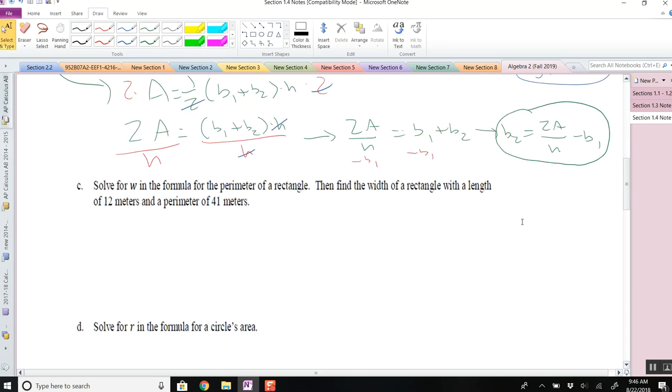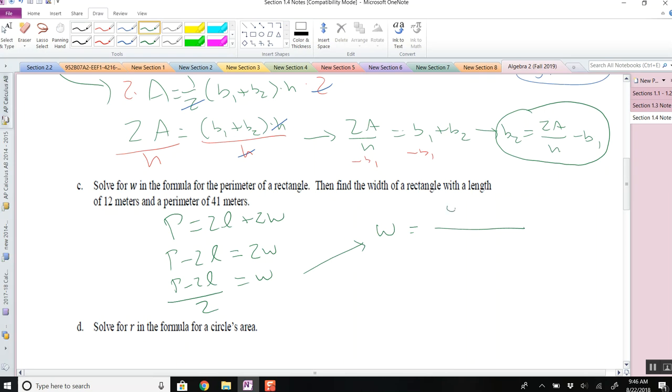And let's look at C. You're told to solve for w in the formula for the perimeter of a rectangle. The perimeter of a rectangle is 2l plus 2w. This is a little easier than the previous part. So you subtract 2l from both sides and divide by 2 and get p minus 2l all over 2. So that's the width. And then you're told to find the width when the length is 12 and the perimeter is 41. Perimeter is 41, length is 12. You got yourself 17 over 2. Boom, there you go.